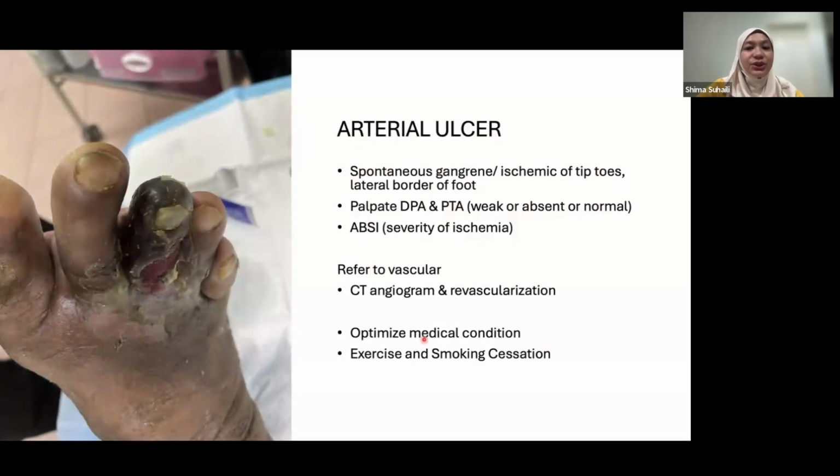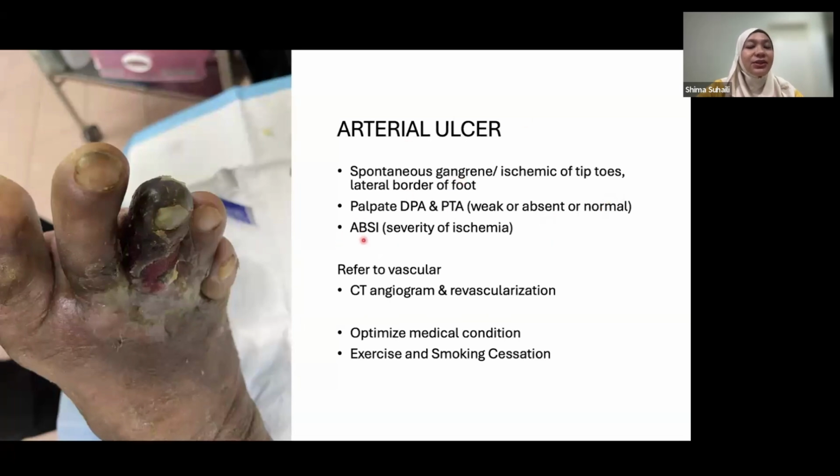Patient yang ada arterial ulcer usually they develop spontaneous gangrene or ischemic ulcer dekat toes ataupun lateral border of the foot. So don't forget to palpate the DPA and also PTA. Is it weak? Is it absent? Or is it normal? Okay. Kalau normal pun possible ya untuk patient dapat arterial ulcer.